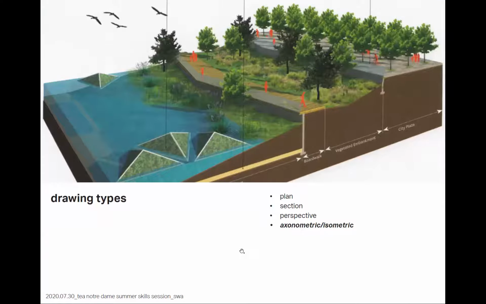So then we have the axon and the isometric drawings. These are unique in their hybrid nature. So it's both a section, a plan, and a perspective. It's a combination of all three drawing types that we just talked about. But this is a more advanced and a little bit more of a design drawing tool.